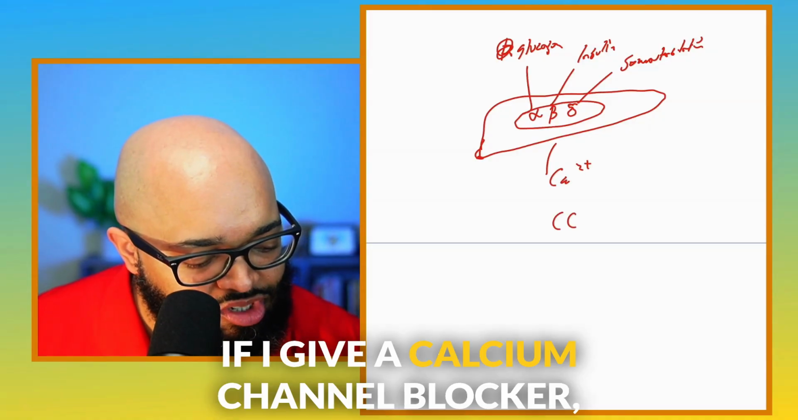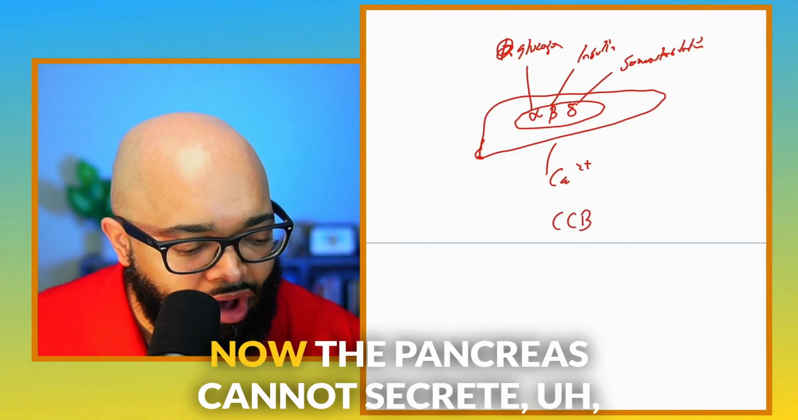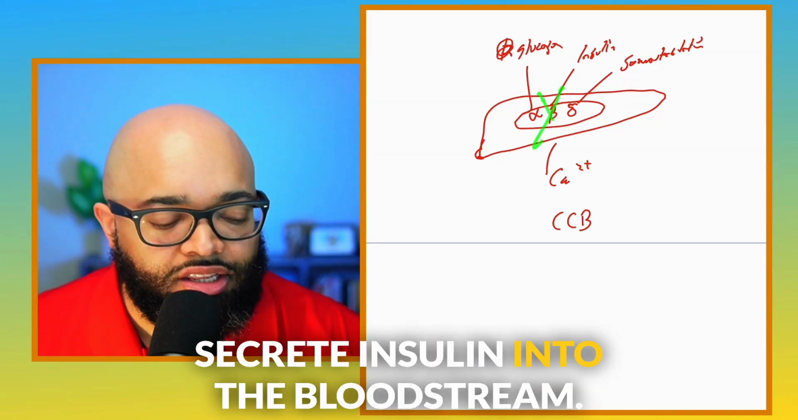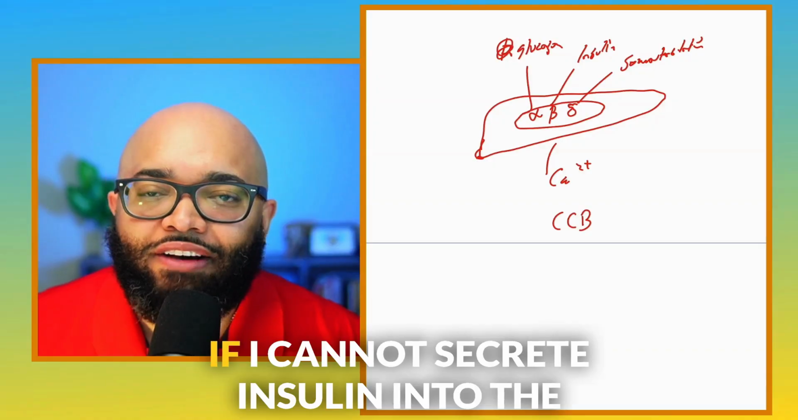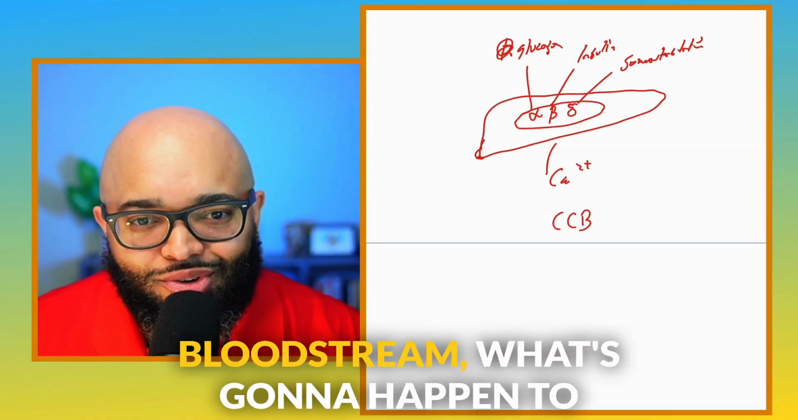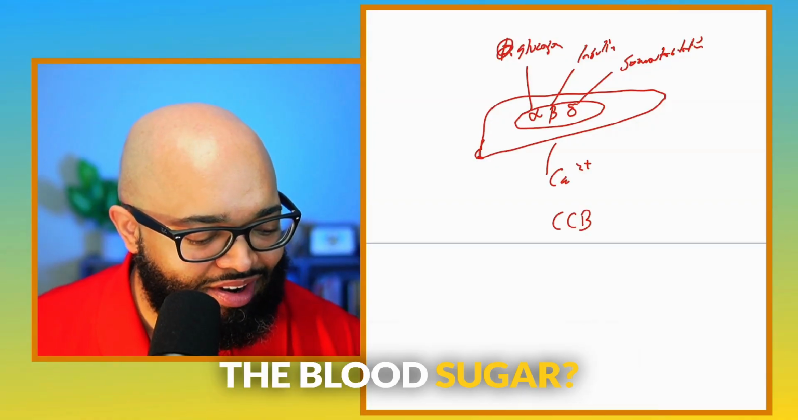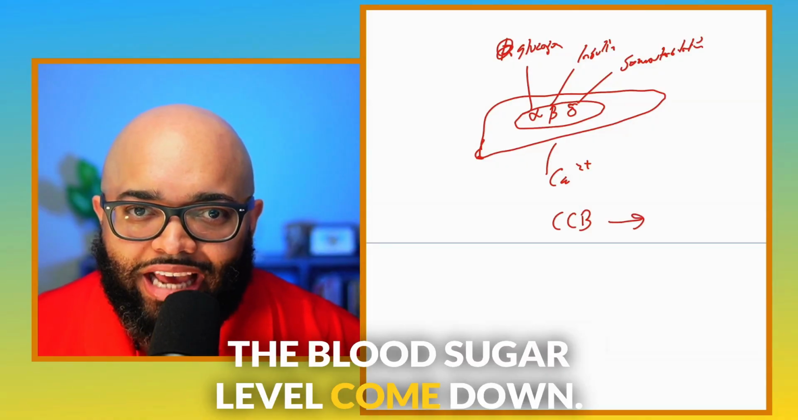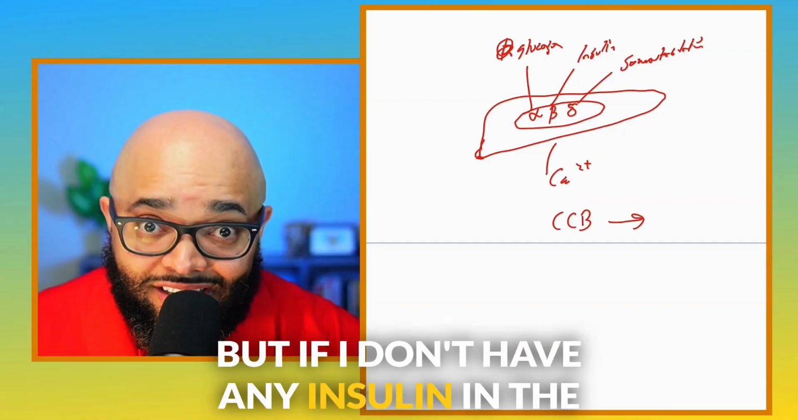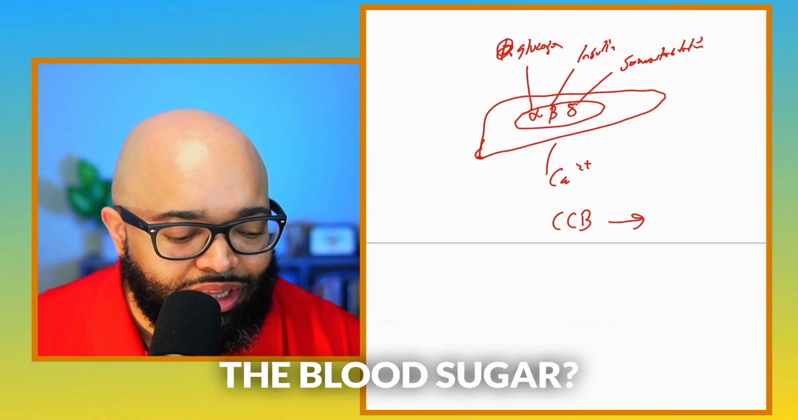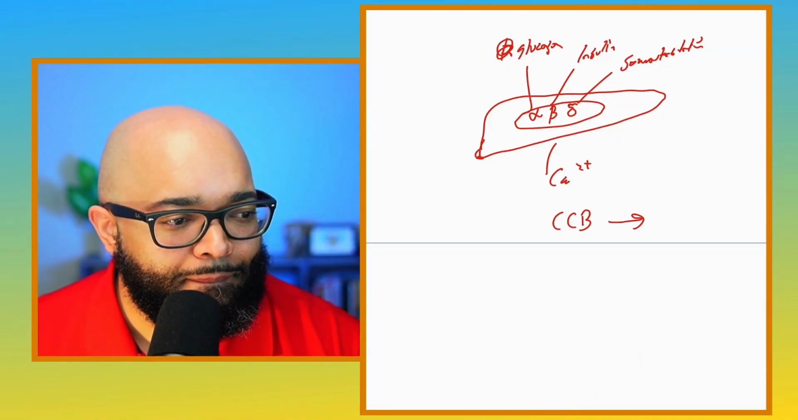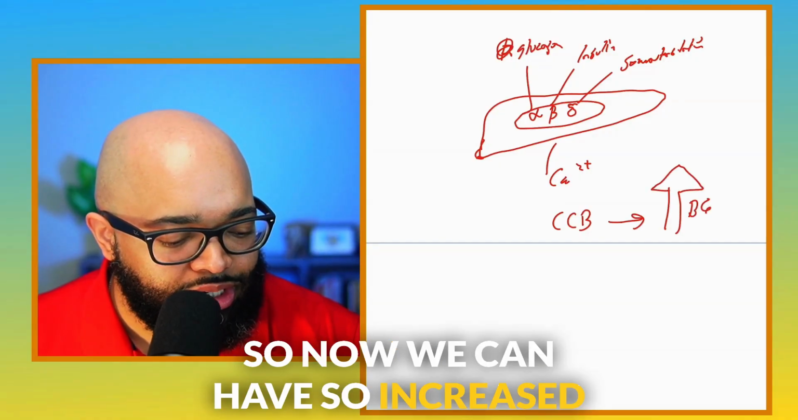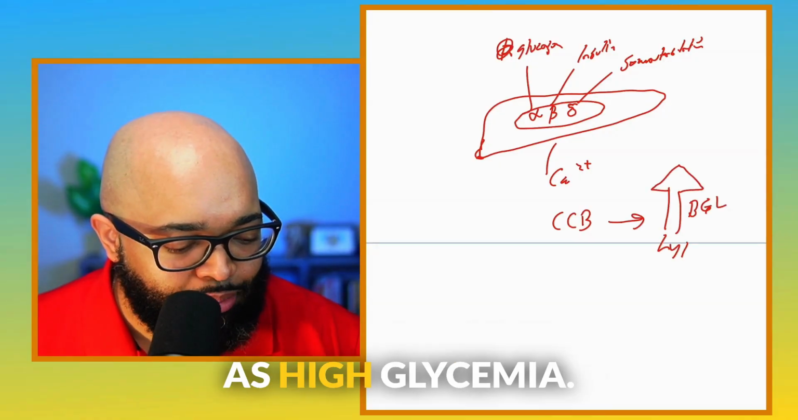If I give a calcium channel blocker, now the pancreas cannot secrete insulin into the bloodstream. If I cannot secrete insulin into the bloodstream, what's going to happen to the blood sugar? Because the job of insulin is to make the blood sugar level come down. But if I don't have any insulin in the bloodstream, what's going to happen to the blood sugar? It's going to increase. So now we can have increased blood glucose level, also known as hyperglycemia.